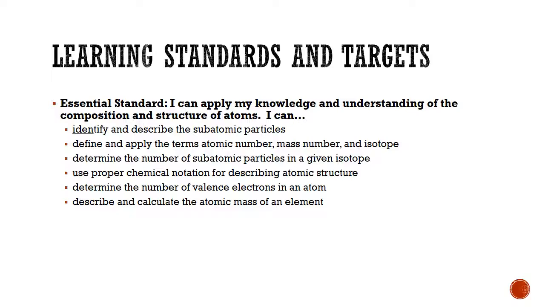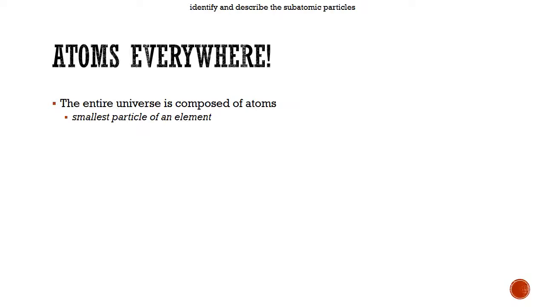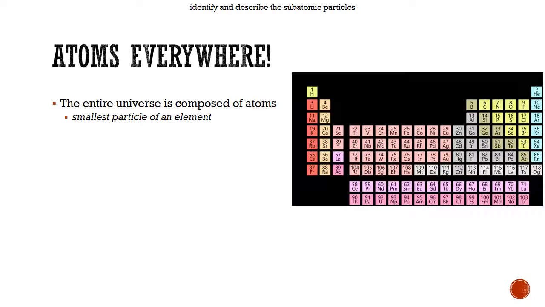But just jumping right in here, we want to be able to identify and describe subatomic particles. So what we want to understand is that atoms are everywhere. Our entire universe is composed of atoms. One way to think about an atom is that it is the smallest particle of any element. Note, elements would be the entire periodic table. So every one of those elements is composed of atoms.